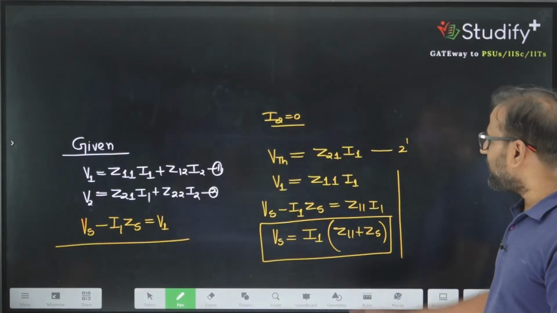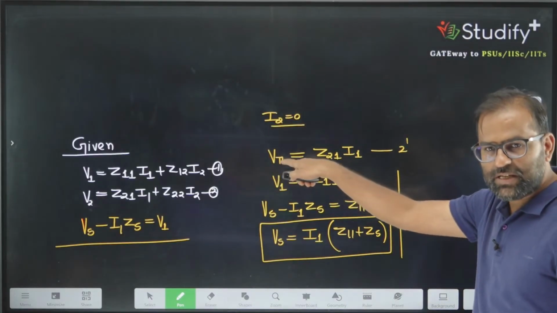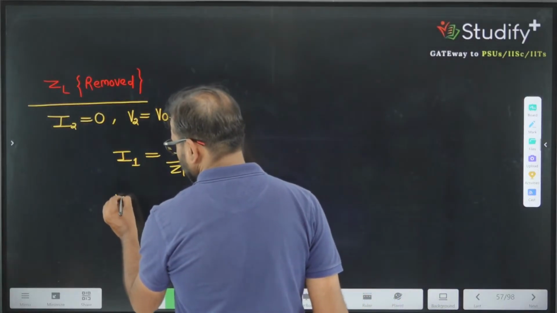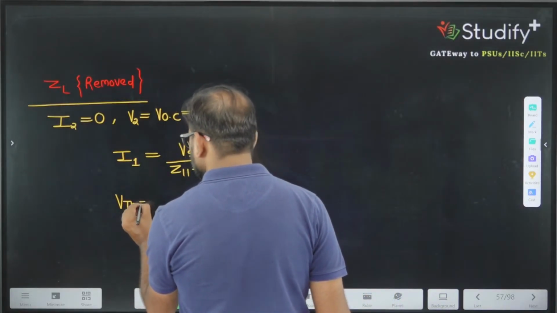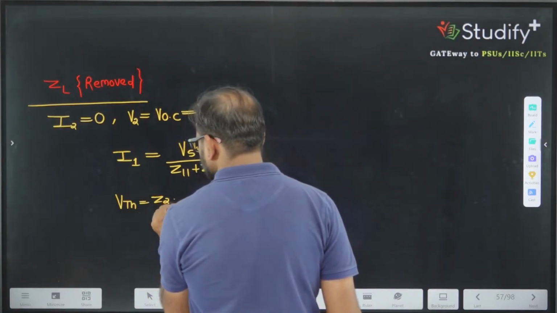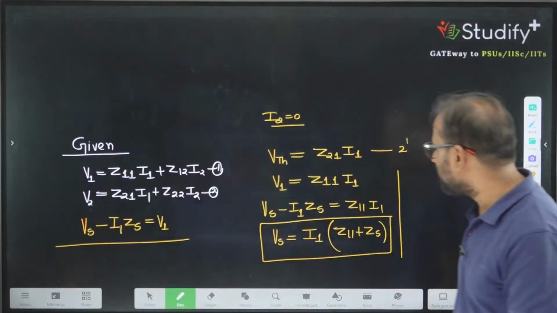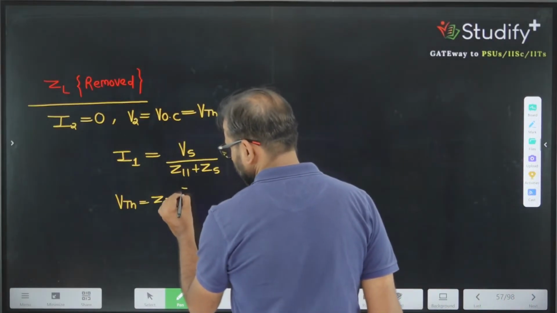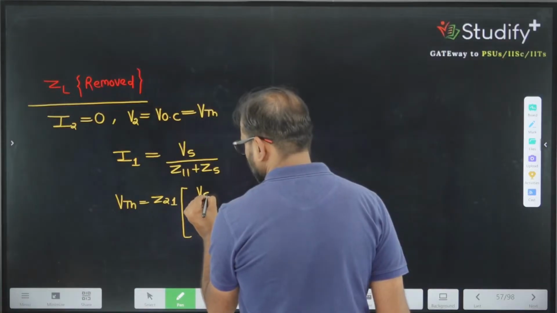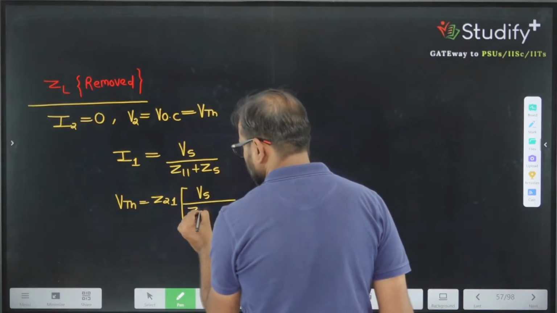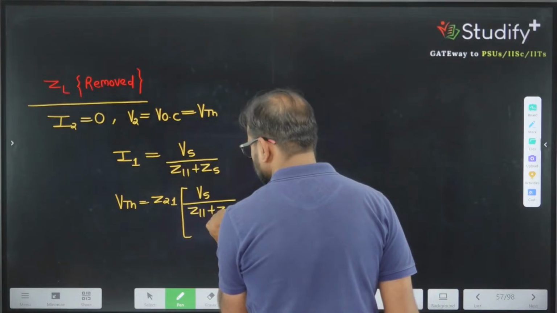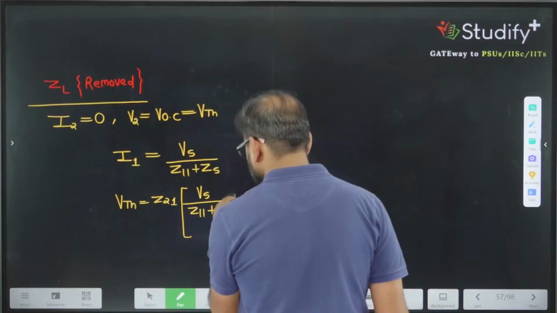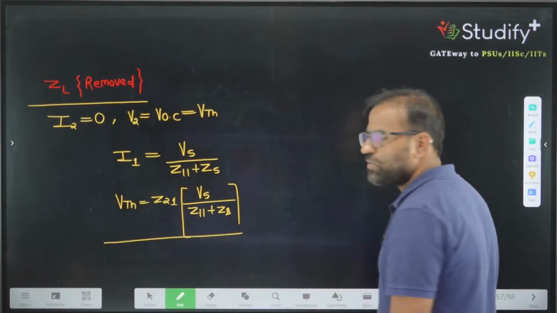And how do you define V2? V2 is VTH, and VTH is Z21 into I1. So let me write this value. VTH is Z21 into I1. And I1 we know: Vs divided by Z11 plus Zs. And this voltage is known as Thevenin's voltage.